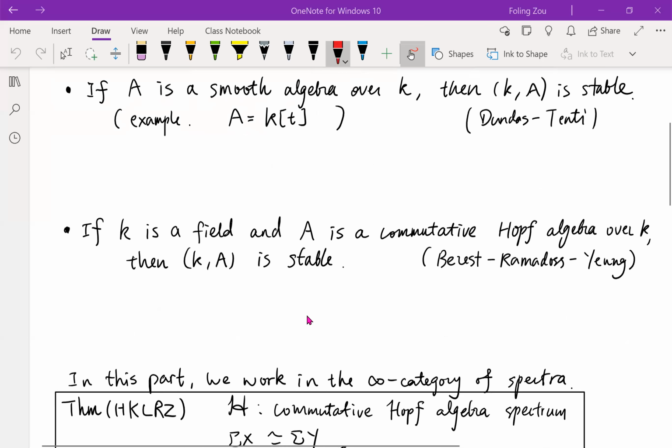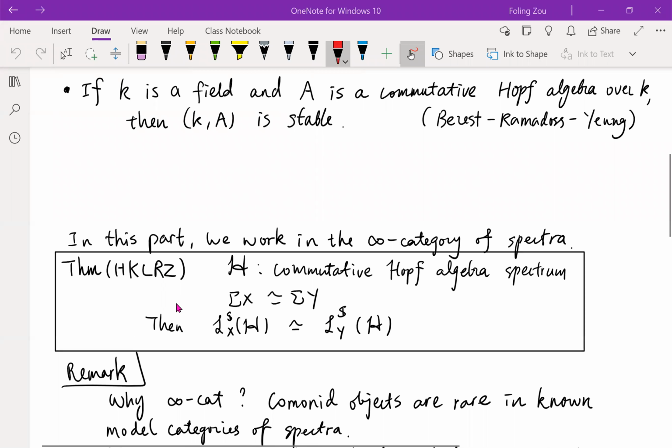So in our joint work, we give another proof of this result, which improves it slightly. So we work in the topological context and in the infinity category of spectra. And our algebra A here, we wrote as H. It's a commutative Hopf algebra spectrum, which I will define later. And we have that in this case, if suspension X is equivalent to suspension Y, then the Loday construction is equivalent over X.